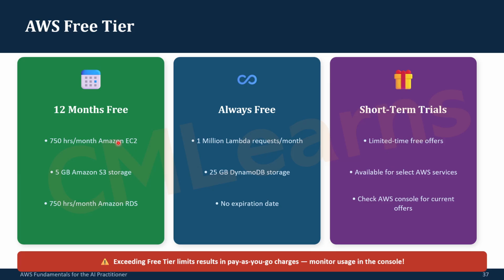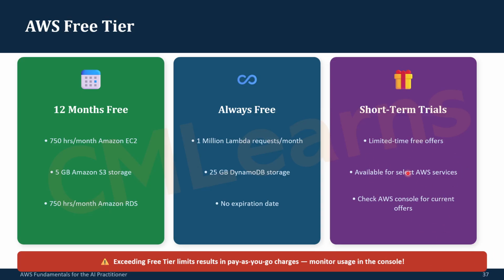That was the 12-month free tier, and now it's 6 months, and information like this is given: 5 GB of S3 storage, Simple Storage Service, monthly RDS as well, Relational Database Service, and EC2 instances we can use. And there are always-free offers: 1 million Lambda requests per month, we can even run simple software there, and 25 GB of DynamoDB storage, and there is no expiration. There is no expiry.